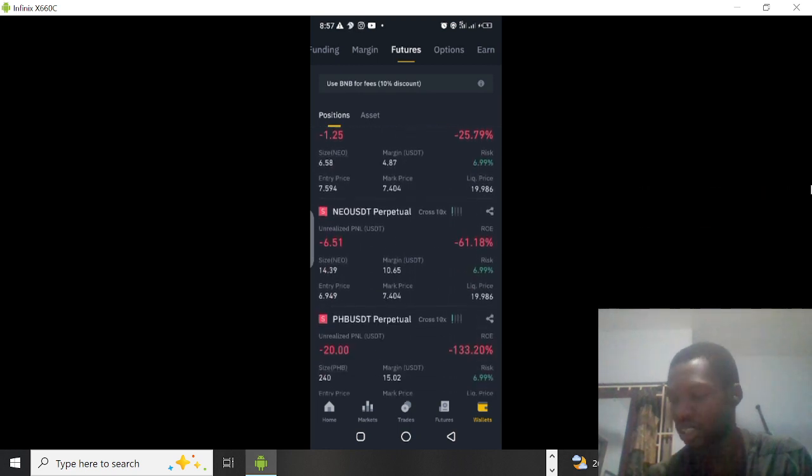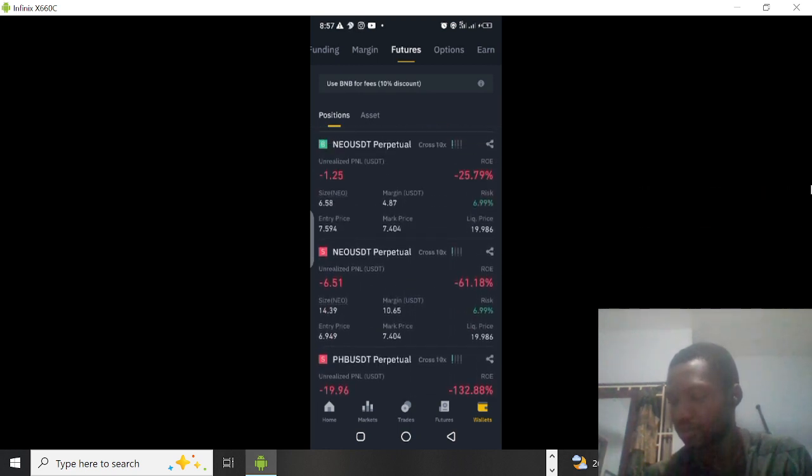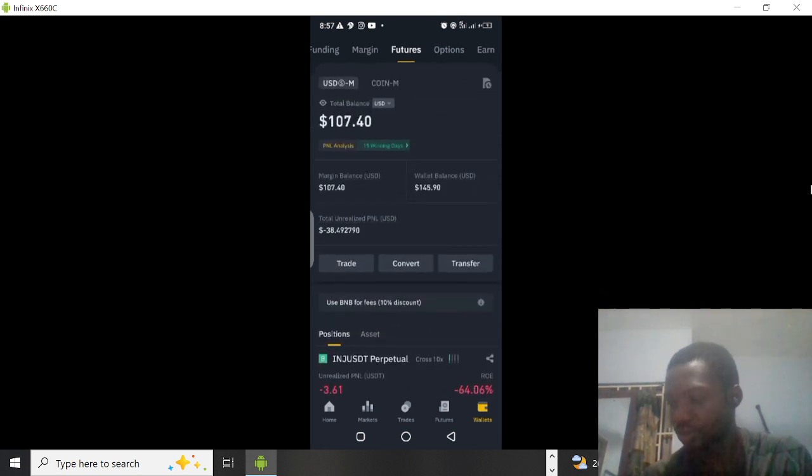So you can see these are the current trades that the bot is making. Whenever the bot makes a profit, it closes the trade and then sends the profit into your wallet. I'm trading on futures, and yeah, that is it.